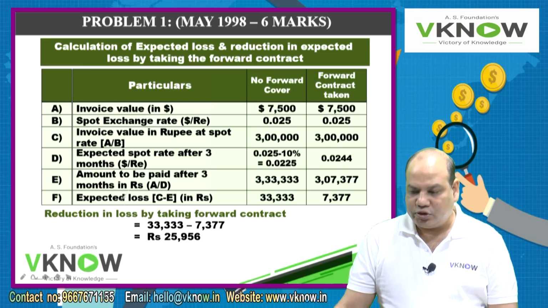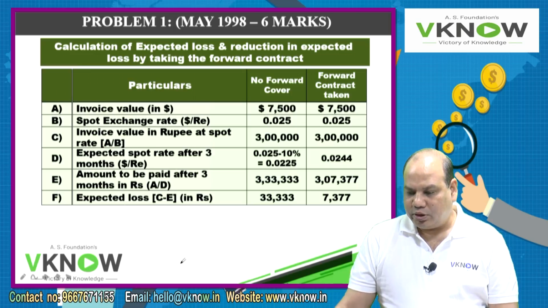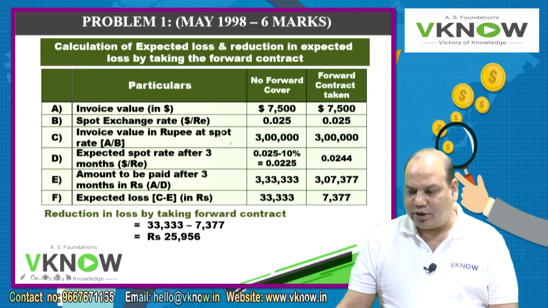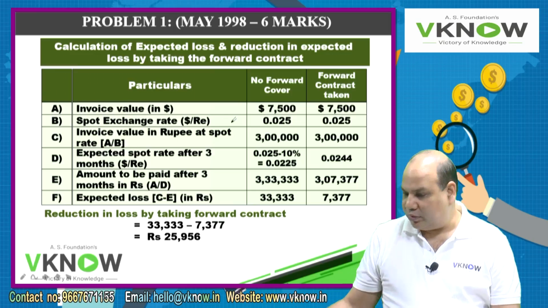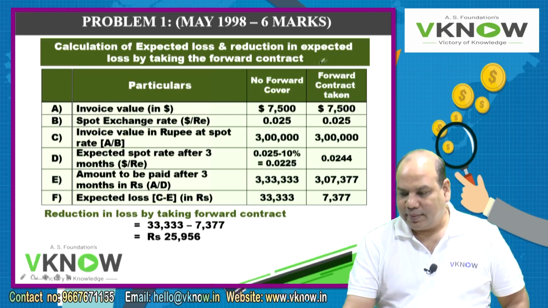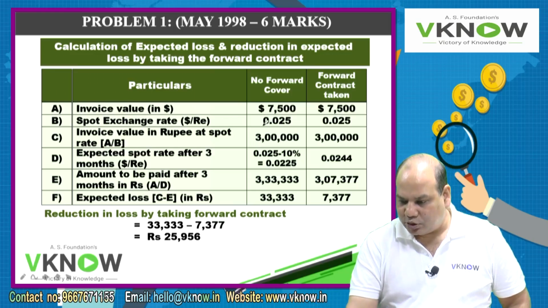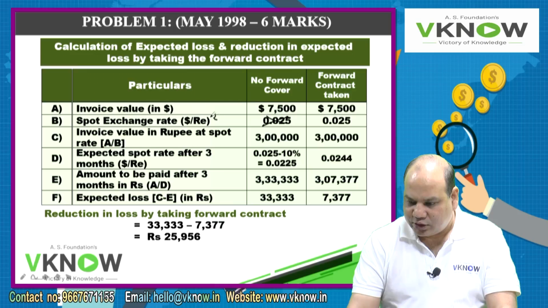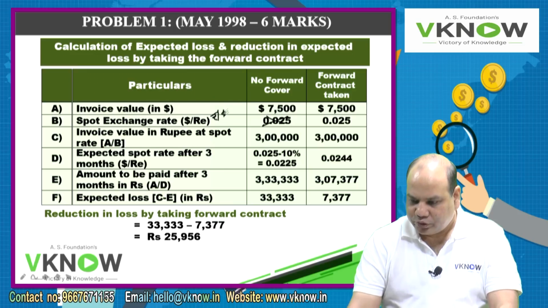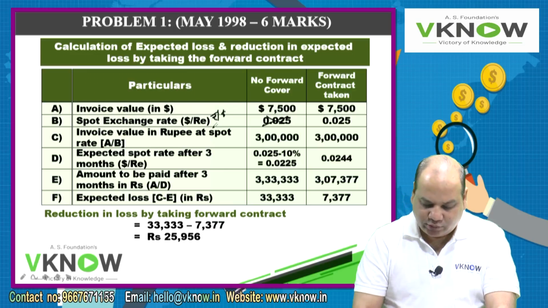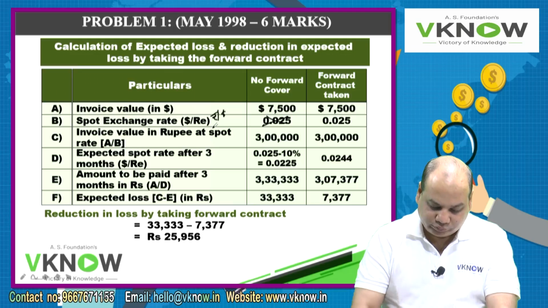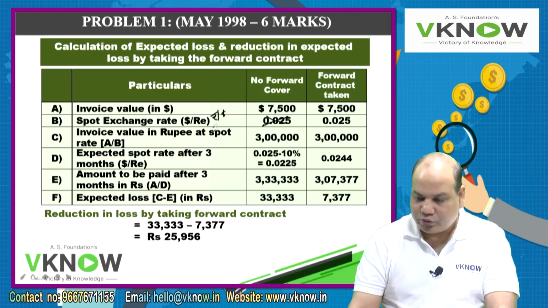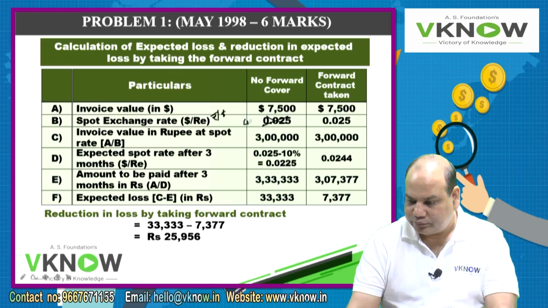Okay. So this answer is over, but then there is a query of the student, can I take rupees per dollar? Every time they ask this query. Suppose the student is insisting on taking rupees per dollar. So the spot rate will become 1 divided by 0.025, reciprocal. So this is 40 rupees actually.